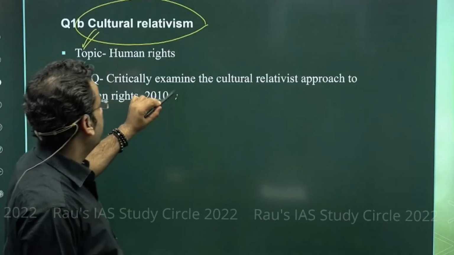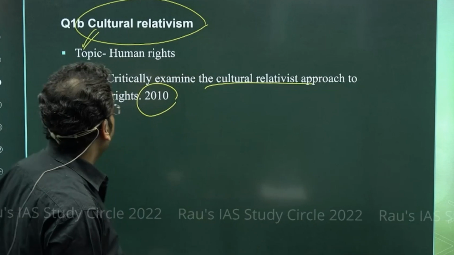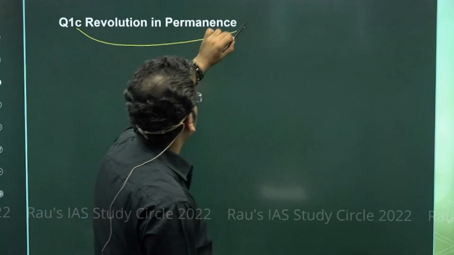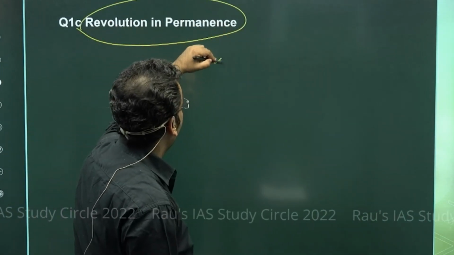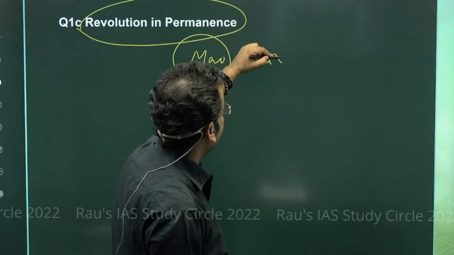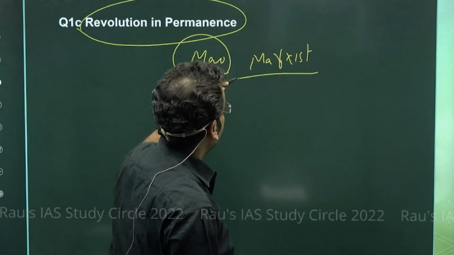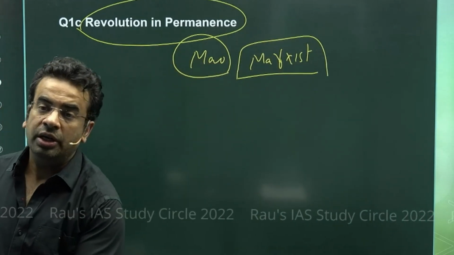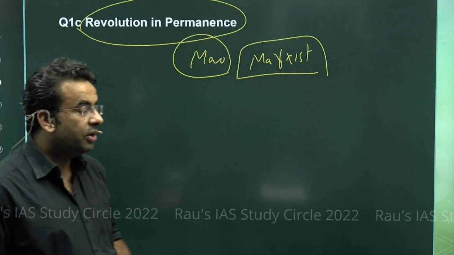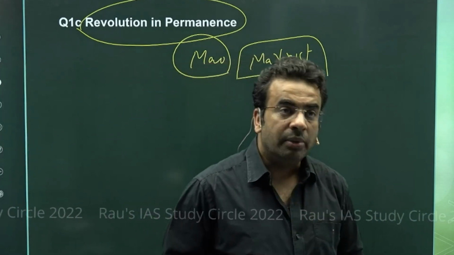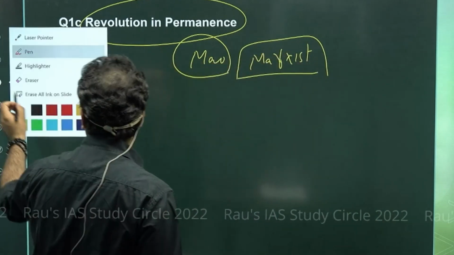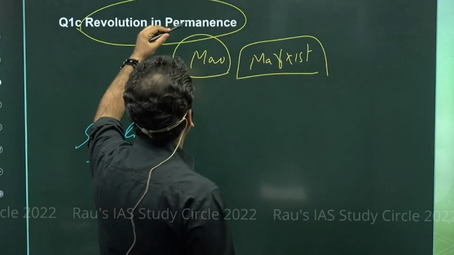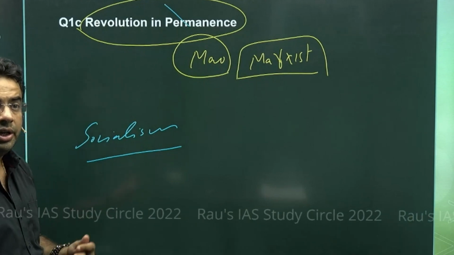Previous year, 2010 also, they asked: examine the cultural relativist approach, directly from the chapter on human rights. Now, this revolution in permanence concept of Mao brought change in the Marx concept of revolution. Marx talked about one revolution; Mao has talked about permanent revolution, revolution in permanence, because he believed reactionary elements will keep emerging. So anyone who has read about socialism can easily answer the question of revolution in permanence, great leap forward.